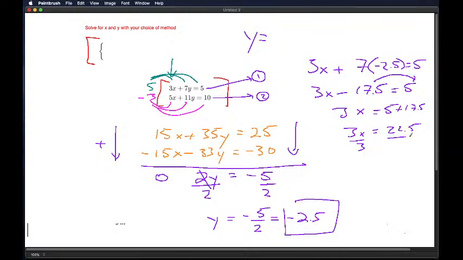Divide by 3, divide by 3. Now if we do this, it's going to be something like x is equal to 7.5, I believe, if you use your calculator.